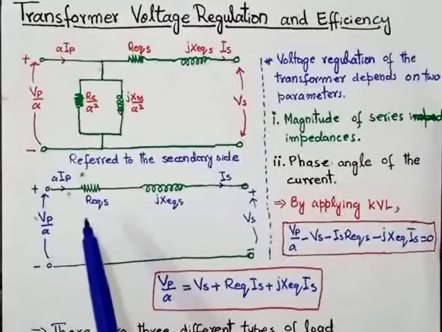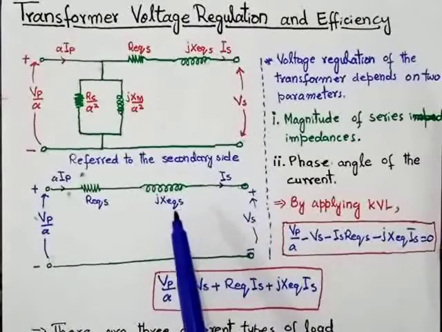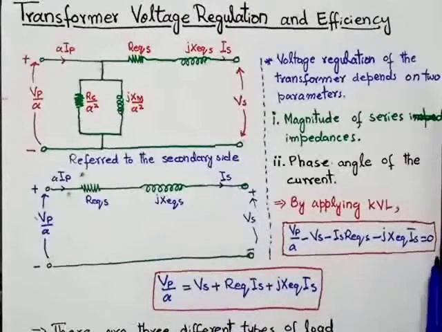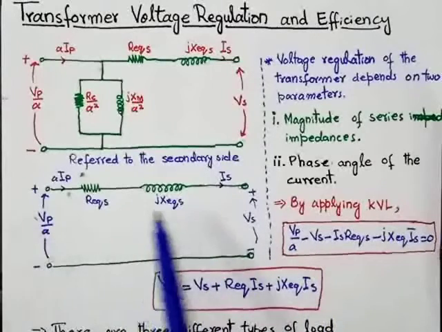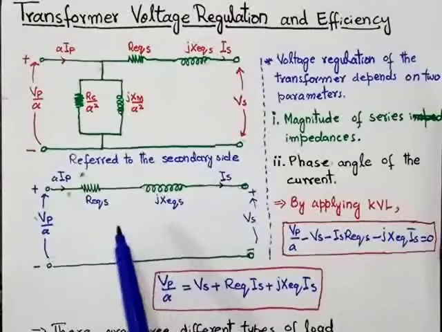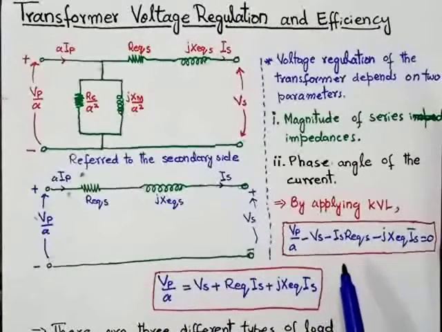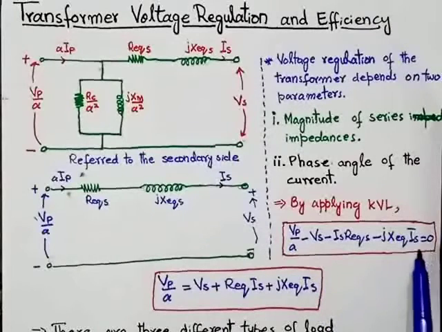So that's why R equivalent into Is minus Is into Jx equivalent is equal to 0. So this is the equation we obtain from this equivalent circuit by applying the Kirchhoff voltage law. If we take these three parameters to the other side, that is to the right side of the equation, then we will get Vp over A is equal to Vs plus R equivalent into Is plus Jx equivalent into Is. So this is the equation of the voltage, that is the Vp over A.